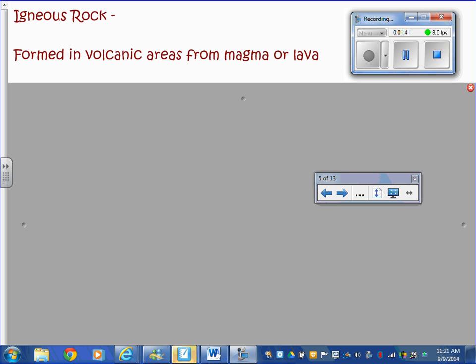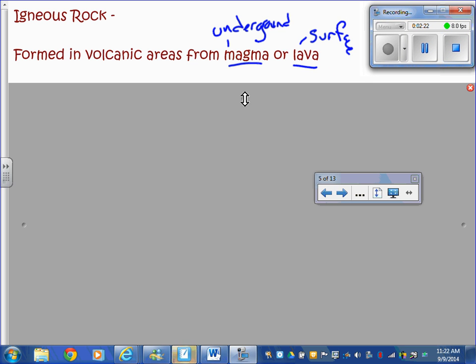Now, what's the difference between magma and lava? Which is which? Lava is on the surface, so melted rock on the surface of the earth, and magma is underground. And we're going to talk about this because they're going to form different types of rocks because of how quickly or slowly they cool. So magma is melted rock under the ground, and lava is melted rock on the surface.